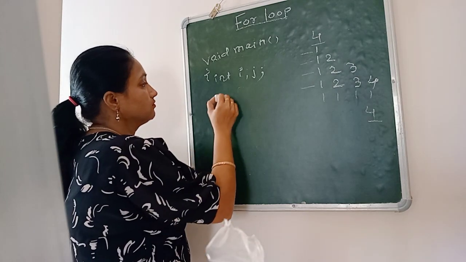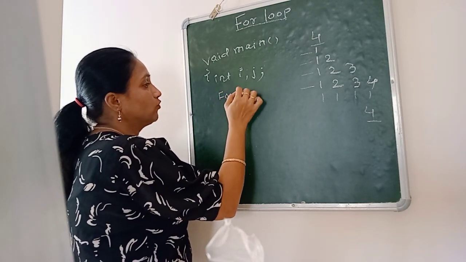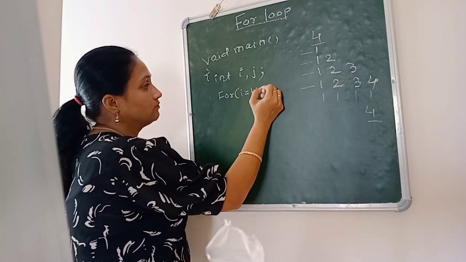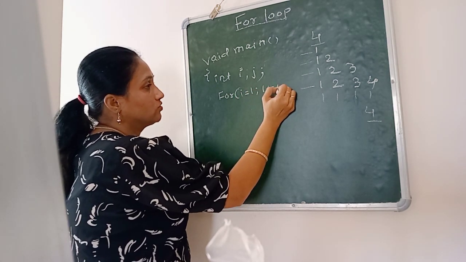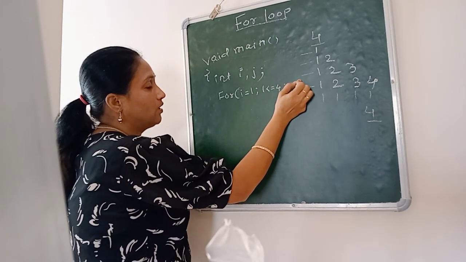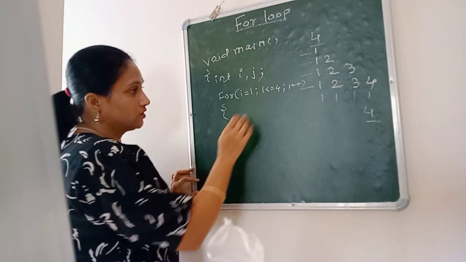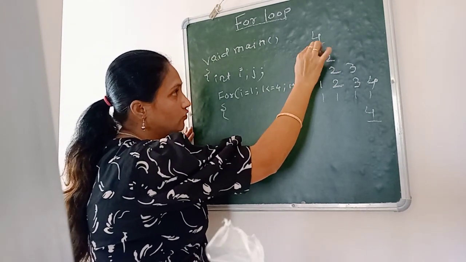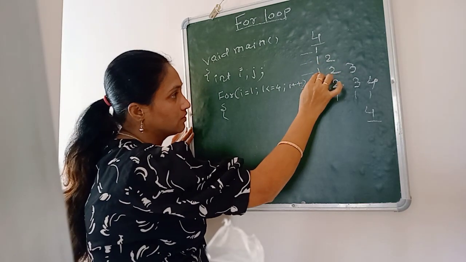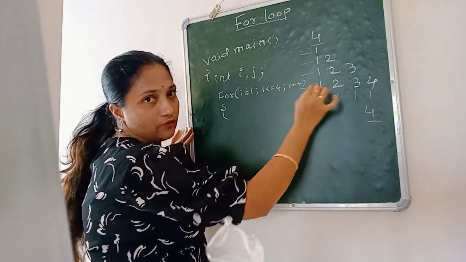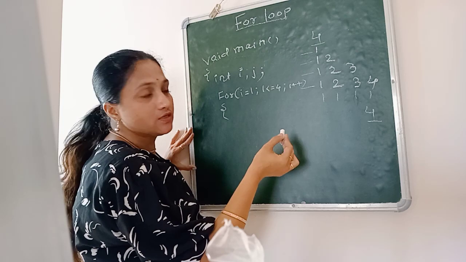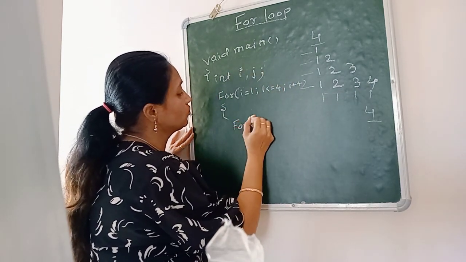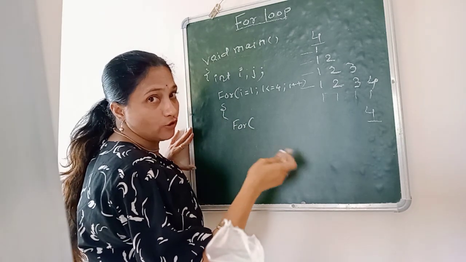We'll first write the outer for loop: for i equals 1, i less than or equal to 4, i plus plus. This will run 4 times, but the inner loop, if you see, first time it is running for 1 time, second time twice, third time thrice, and the fourth iteration it is running 4 times. Now I have to apply some condition to get that output.